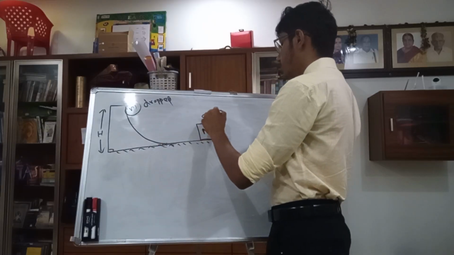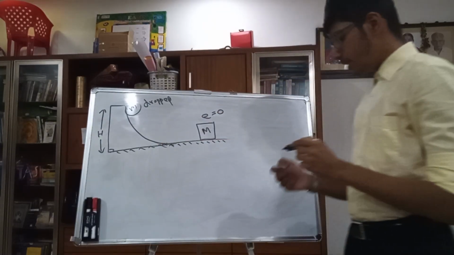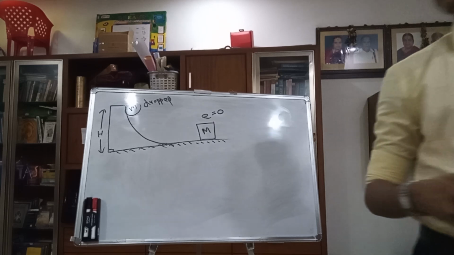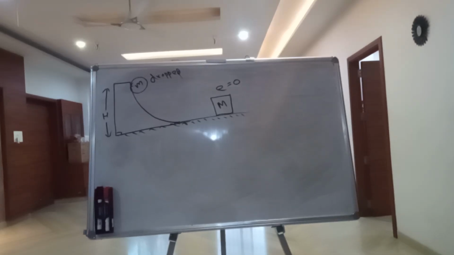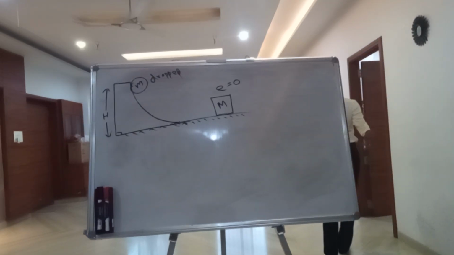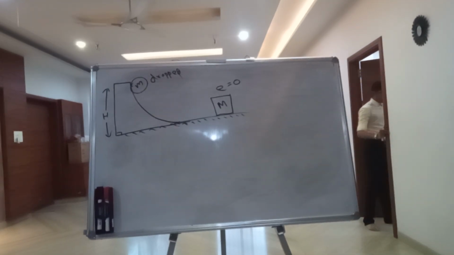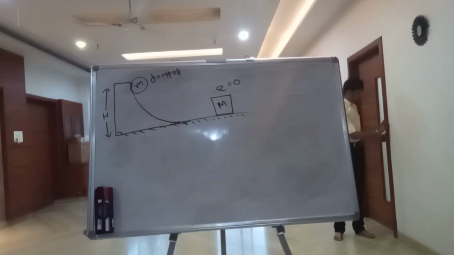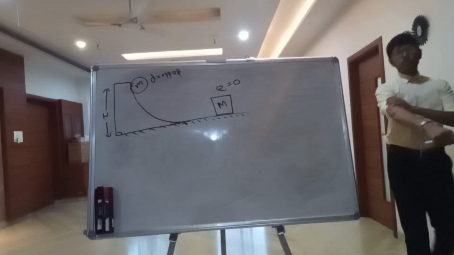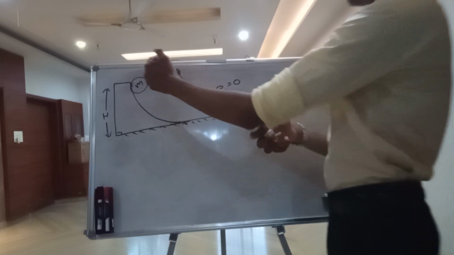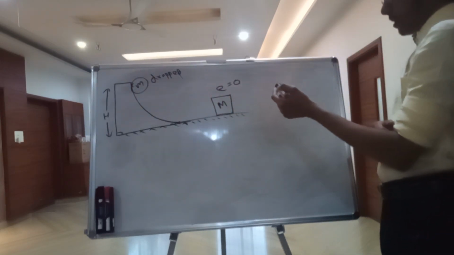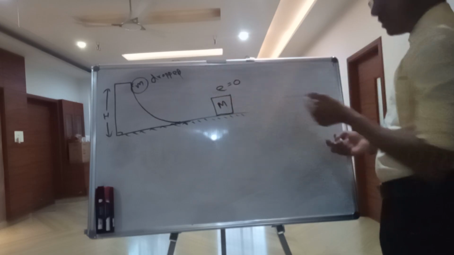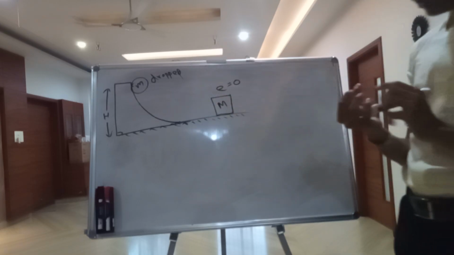And e is equal to 0, so it's going to be a perfectly inelastic collision. Now we need to find what is the final velocity of the system. It's going to stick with this. That's the final velocity of the system.